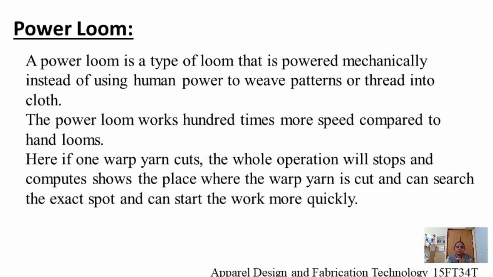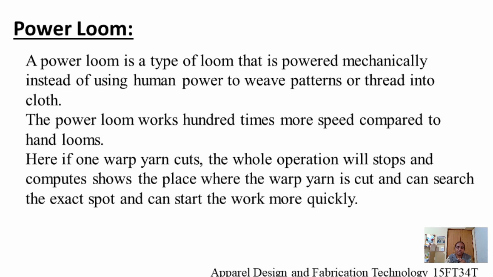Next comes the power loom. What is a power loom then? A power loom is a type of loom that is powered mechanically instead of using human power to weave patterns or thread into cloth. It is operated mechanically, that is, by machines or electric power. Power looms work 100 times faster compared to hand looms. So it is operated by the machine and electricity, and the speed is automatically more, 100 times more than hand looms.